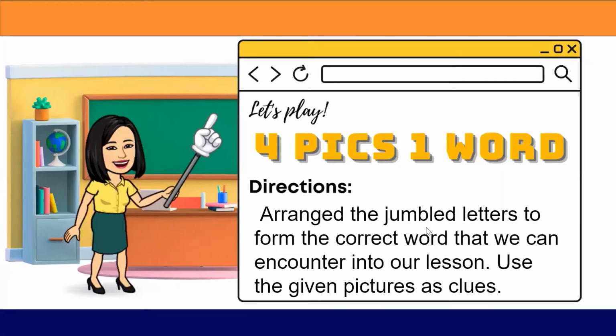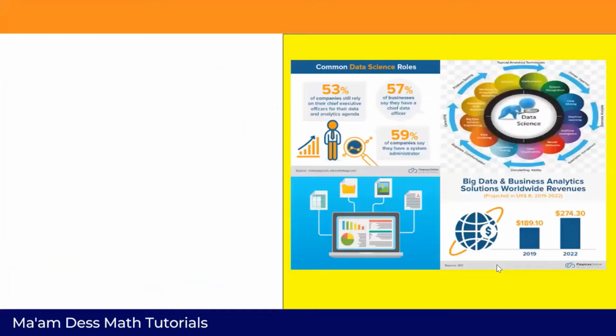Okay, let's start. Let's play 4 pics in 1 word. So you will have 2 words to guess, or to arrange the jumbled letters to form the correct word that we can encounter in our lesson. Use the given pictures as clues.